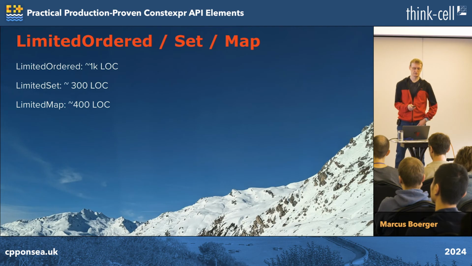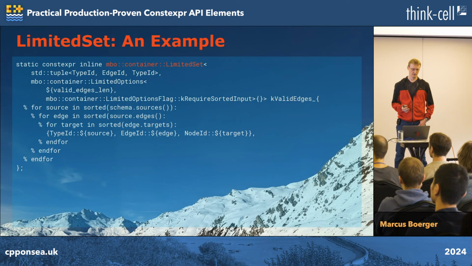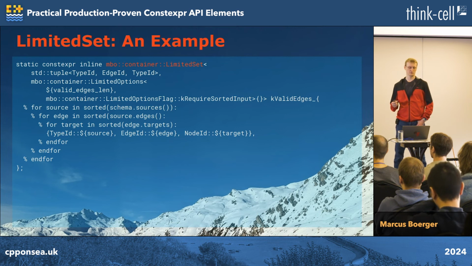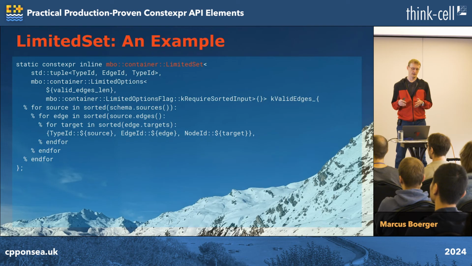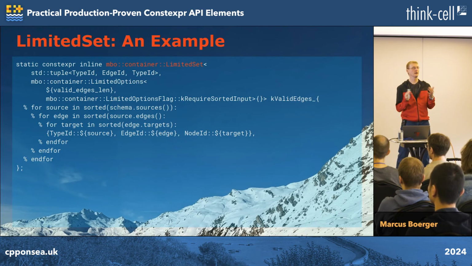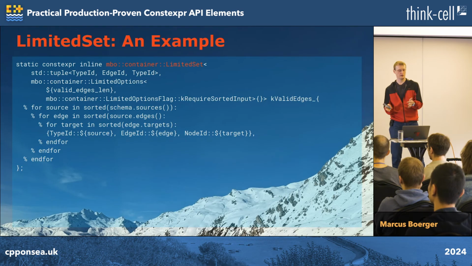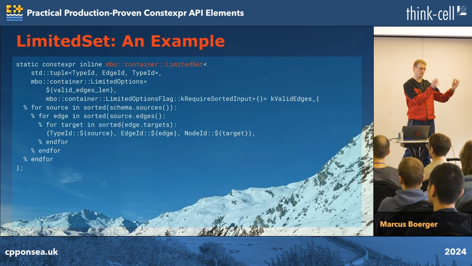Limited map is just a bit more complicated. Same story there. All right, here's an example. So this is a simplified version of how we use this in production. We run a template system called Marco, which basically allows you to program Python to create C code. So effectively what we do is we have our schema.